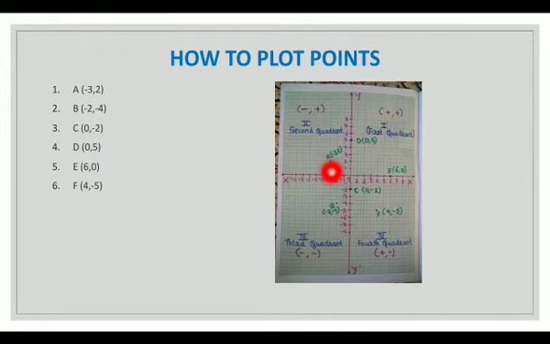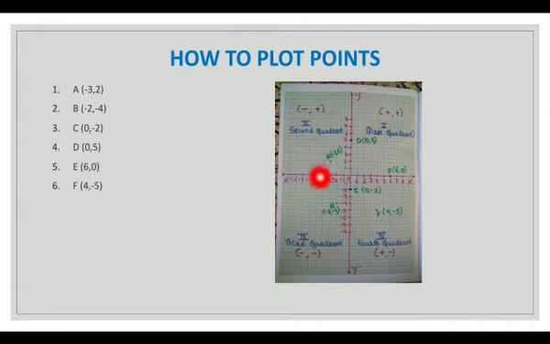B (-2, -4). Again, we have to start at the origin as x is negative. So I have to move towards left. But x is -2. So I have to move 2 places. And y is -4. So I have to move down by 4 places. So here is the point (-2, -4).